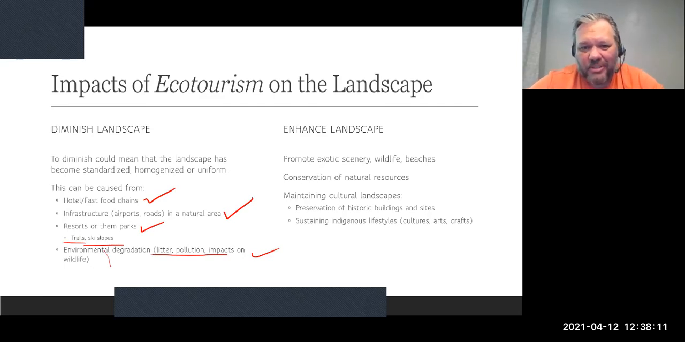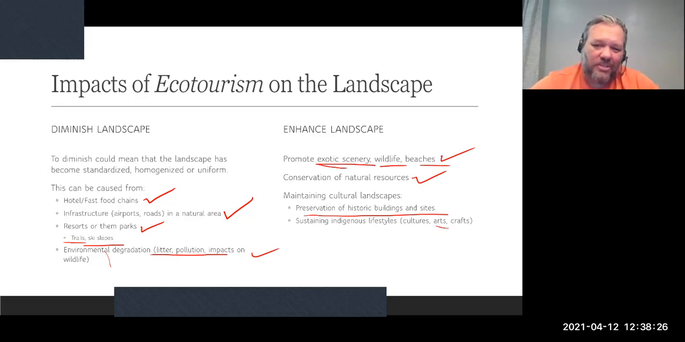But here's the upside: it conserves natural resources. It promotes the exotic scenery, wildlife, beaches, mountains, all that kind of stuff. Preservation of historic buildings and sites, because if people might want to come see it, so instead of tearing it down to put up a McDonald's, people will come and see this old historic building. It can sustain an indigenous lifestyle and keep the culture and the art and the crafts and things like that of that indigenous lifestyle alive and well. Okay, and so there are definitely some benefits, but there are some things to be careful of.